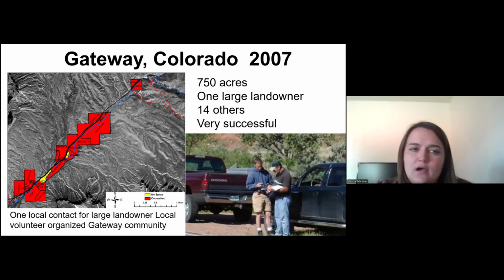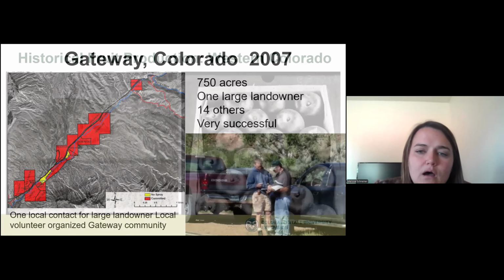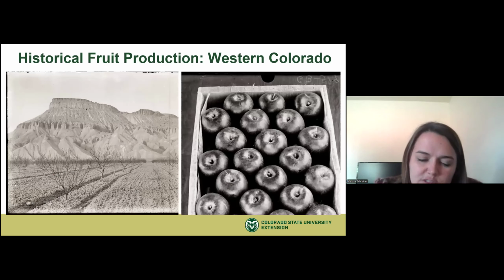Another example, Gateway, this was less acreage, but they hired an aerial applicator to come in, and there was almost complete cooperation of that community, and it was all motivated by a community member, even way back in the day in 2007.